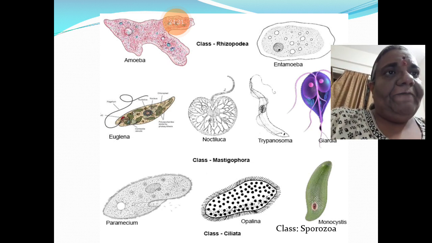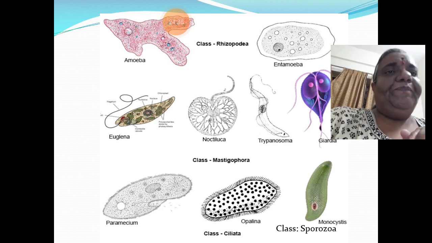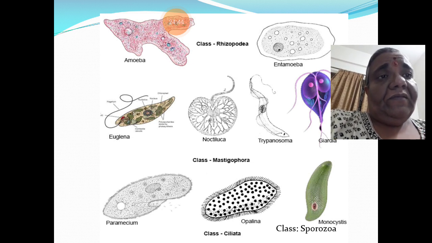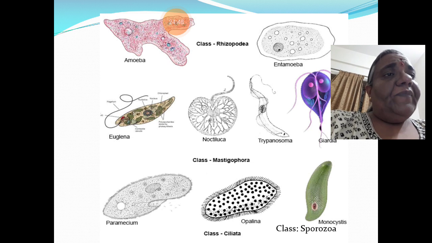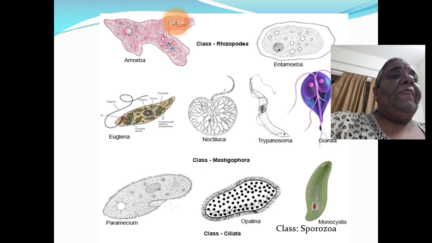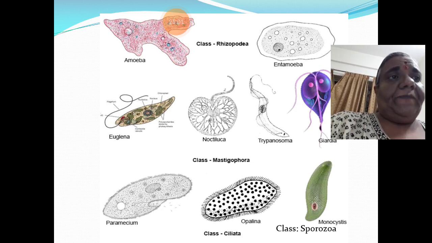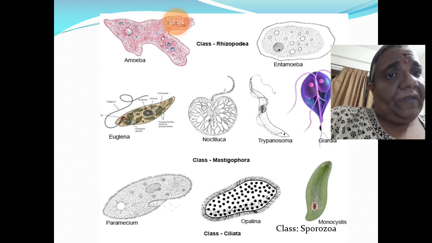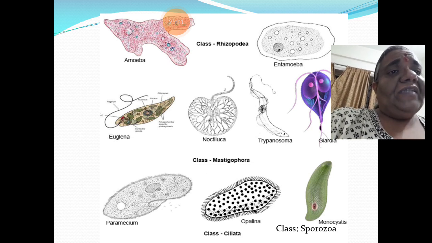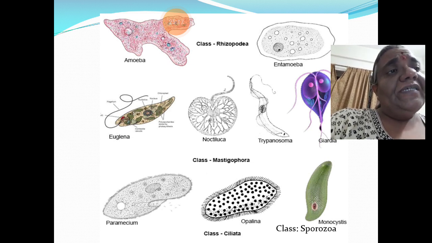I have given this just to make you familiar with a few protozoans. You can see Amoeba and Entamoeba, which belong to the group Rhizopoda, where the locomotory structure is the pseudopodium. Then you can see Euglena, Noctiluca, Trypanosoma, Giardia. All of them have flagellum as the locomotory structure. Mastigophora are flagellates. And then you can see Paramecium and Opalina, where the whole body is covered by cilia, which are the locomotory structures. They belong to the class Ciliata.